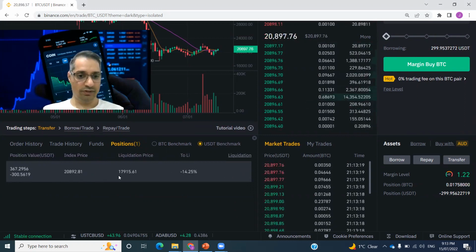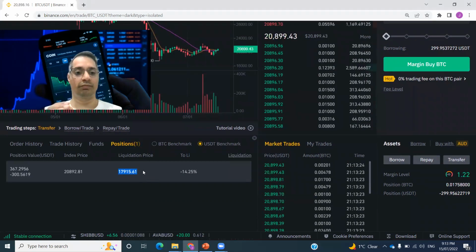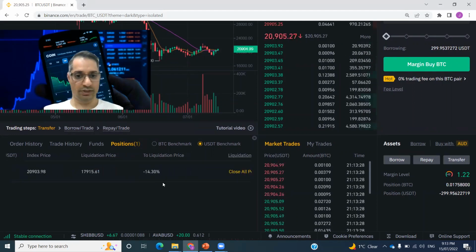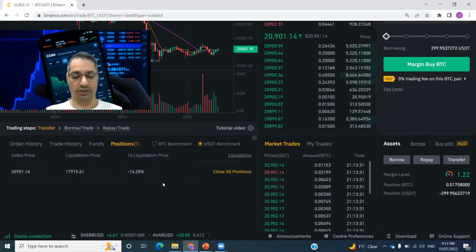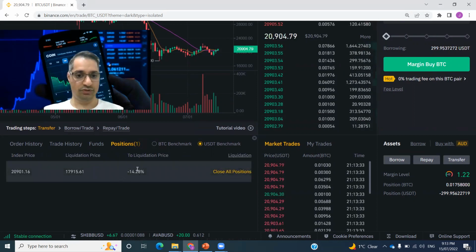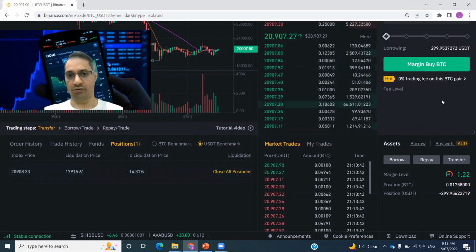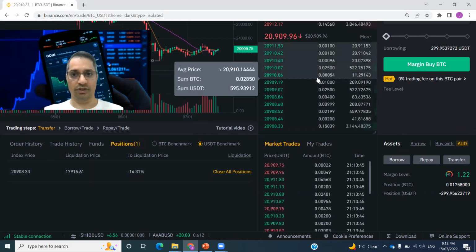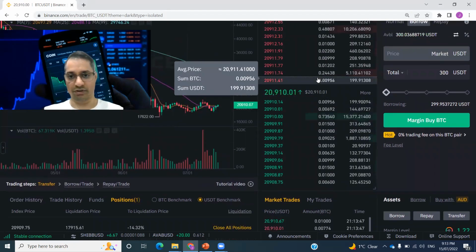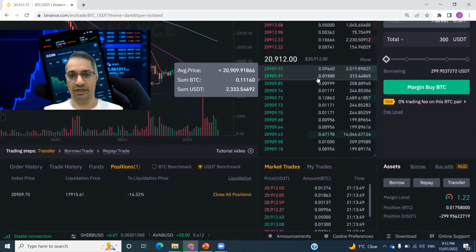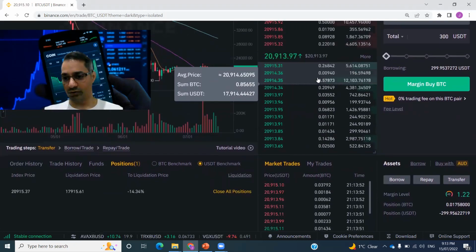And then you can see the liquidation price is 17,915. So if the price goes to this price, my position will be liquidated, and the exchange will recover its funds. The liquidation price is actually 14% below the current price. So if I use 10x, it will be much closer, and I will be liquidated very quickly. I see the market has moved up like $100 or maybe $50 from where I bought, so I may want to close my position.